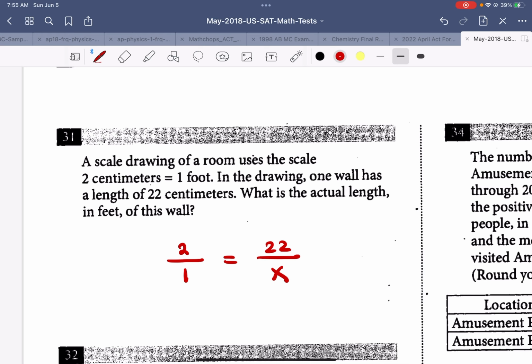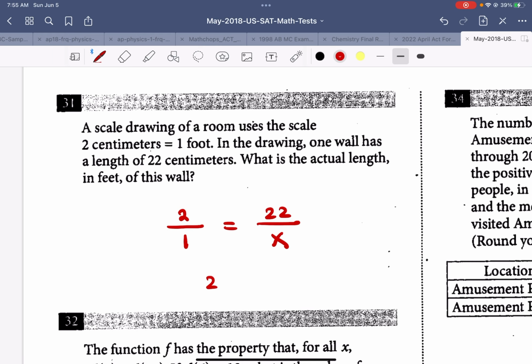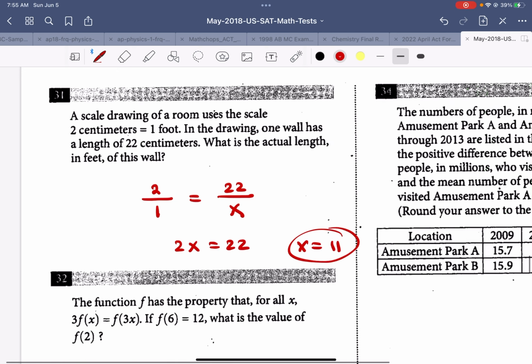Okay, so you can make a proportion. So cross multiply: 2x equals 22. So x is 11 feet. But just put 11 in the grid.